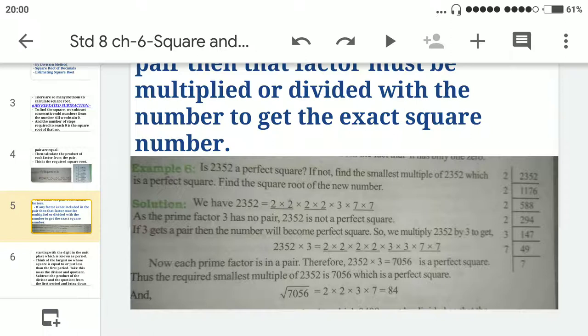So you can say that 7056 is the new number which is a perfect square and which is a multiple of 2352. Now if the question is, for the same number, what is the smallest number you have to divide by to get a perfect square? Same thing, just do the prime factorization. 3 is left unpaired, so what to do? Just divide 2352 by this 3 and as a result we will get 784, and the square root of 784 is 28. We got it. So simply do the prime factorization, make pairs. If any number is unpaired, just divide or multiply by that number, and you will get a perfect square number.